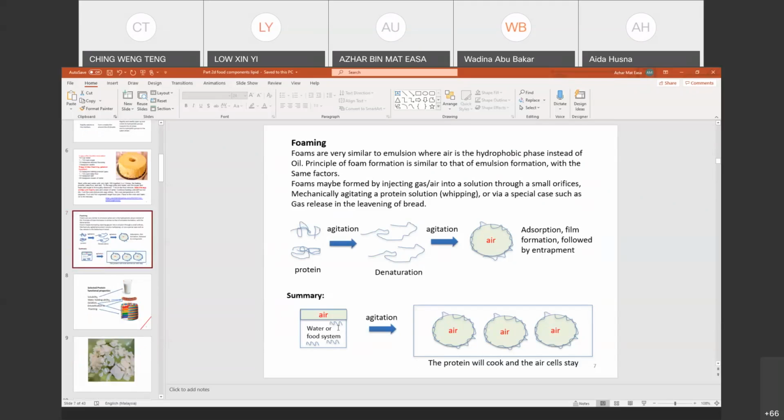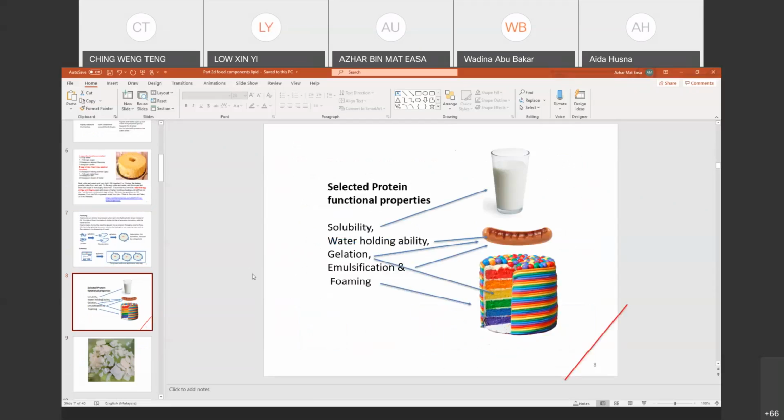Combined with gelation, it cooks, so it retains the air inside the cake. Okay, so we have done these selected functional properties of protein: solubility, water holding ability, gelation, emulsification, and foaming.